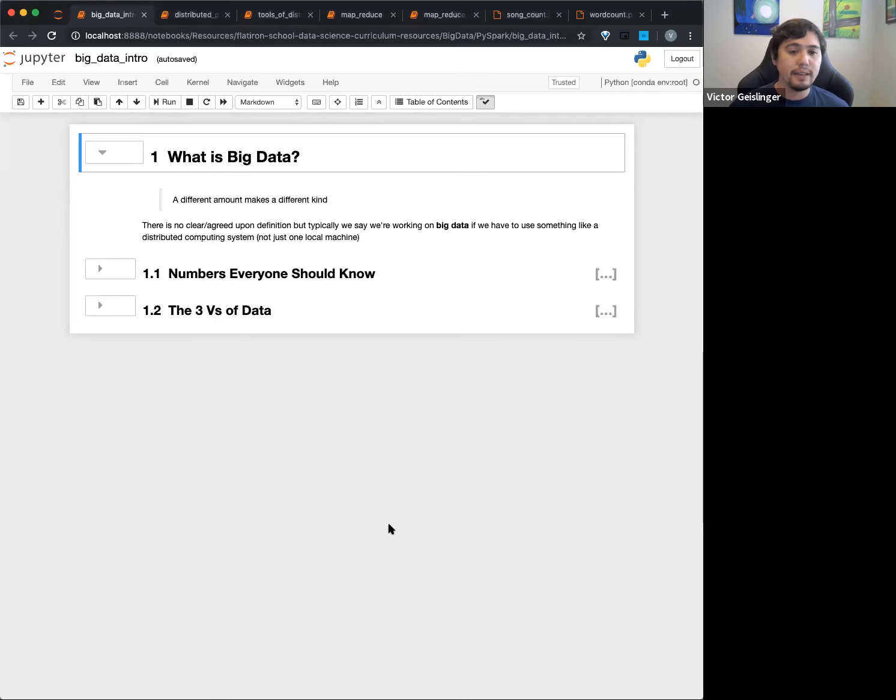So big data, you hear this term probably thrown around a lot. And so it's important to know what we mean by big data. Big data really comes from the fact that it's a different amount, meaning a different kind. In the old days, and old days could be 15 years ago even, we had a large set of data, but not so large that we couldn't put it on one machine.